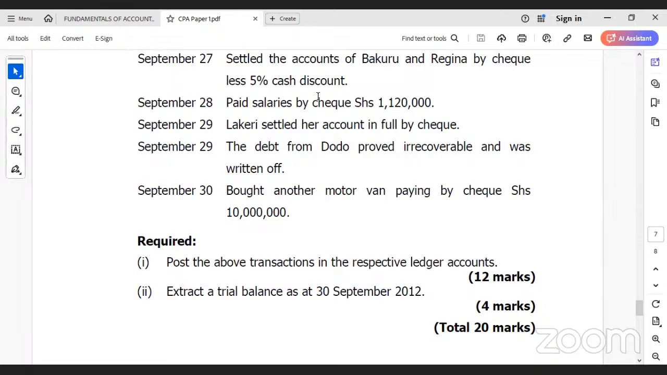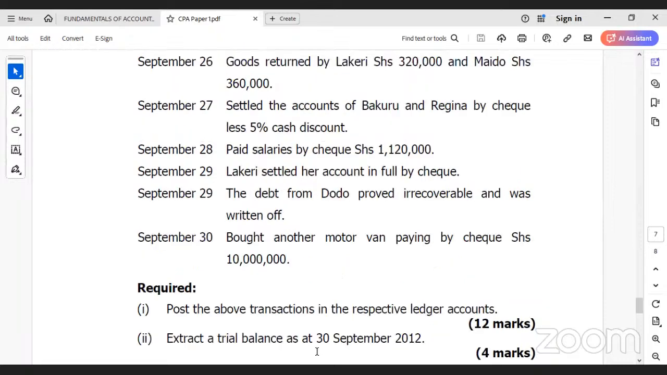So it's not a cash discount account, it's not a discount allowed, but it's going to be discount received because these are suppliers who are paid by Kabate. So Kabate receives a discount from these suppliers. So you call that a discount received. Okay. So the discount, what's the percentage? That is 5%. Okay.